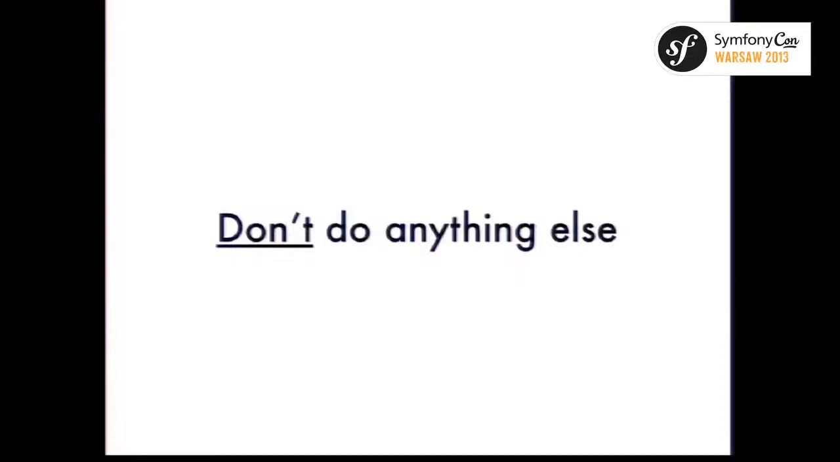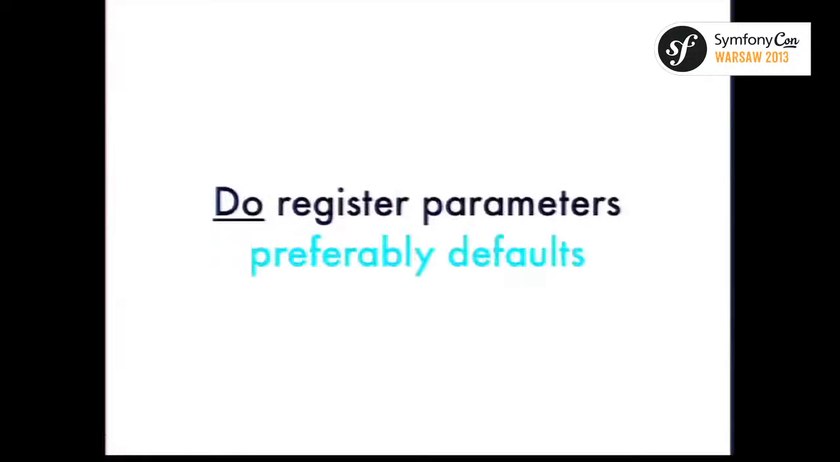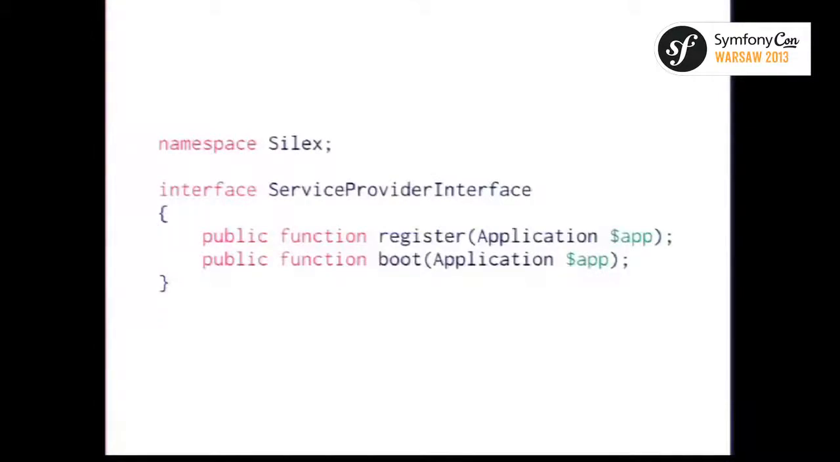In Silex 2, which is kind of experimental at the minute, this interface has been changed slightly. So instead of getting passed an application in the register method, you're actually going to get a type hint of Pimple. So you shouldn't be able to call methods on Silex itself. So you shouldn't be able to mount routes, for example, in the register method.